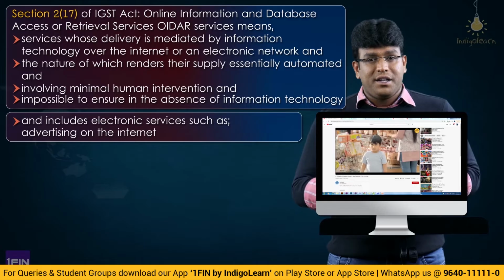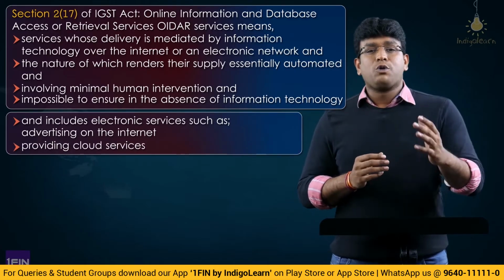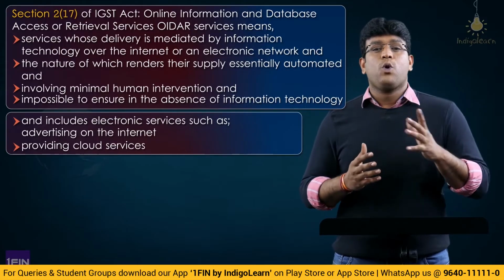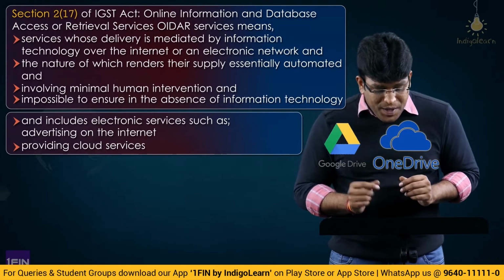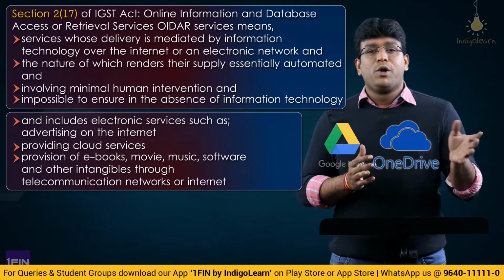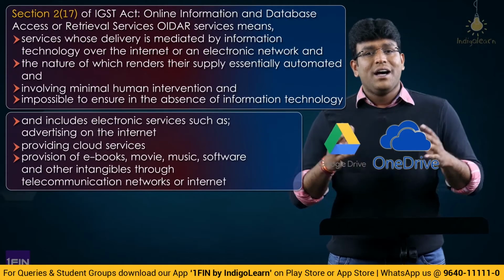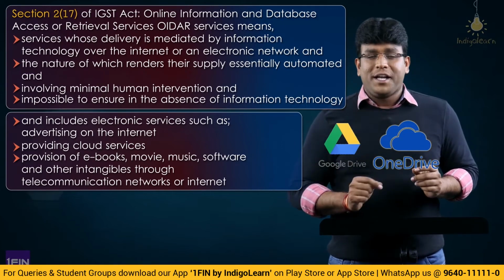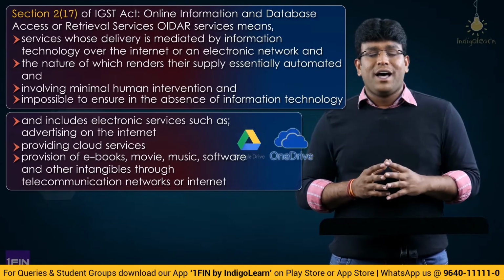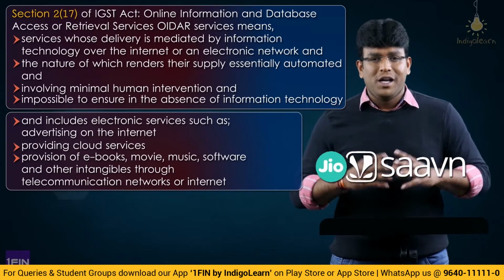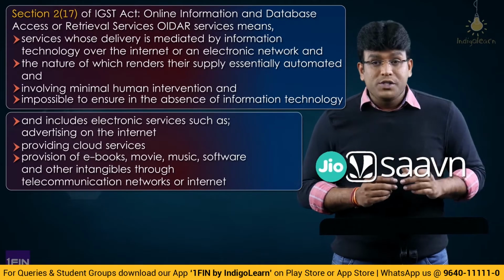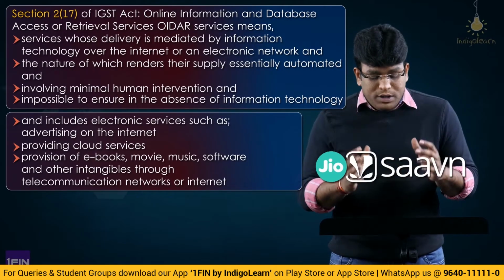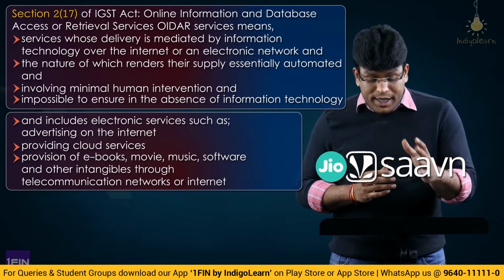So first point is what? Advertising on the internet. Second, providing cloud services. Cloud services is nothing but online data storage, for example Google Drive or OneDrive. Third, provision of e-books, online books, where we can access the content online, read the books online. Provision of e-books, movies, music. We have got so many apps like Saavn, Wynk Music, Spotify, whatnot. So many are there. E-books, movie, music, software and other intangibles through telecommunication network or internet.